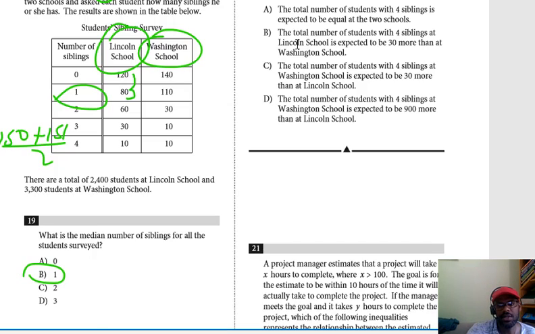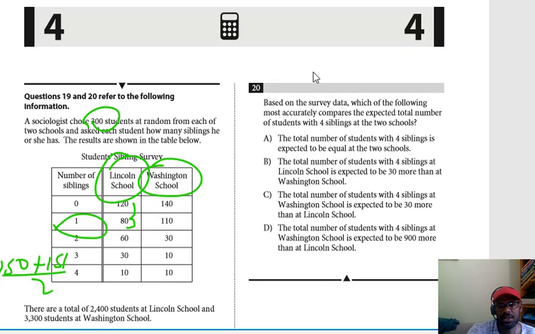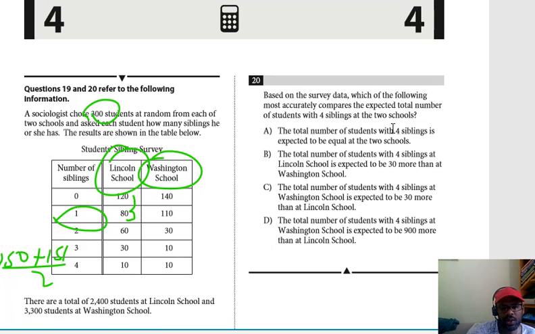The second question is: based on the survey data, which of the following most accurately compares the expected total number of students with 4 siblings at the two schools? So we are going to work on this. Is the total expected to be equal at the two schools? No, we don't know. Or is the total at Lincoln School expected to be more than at Washington? Let's calculate.